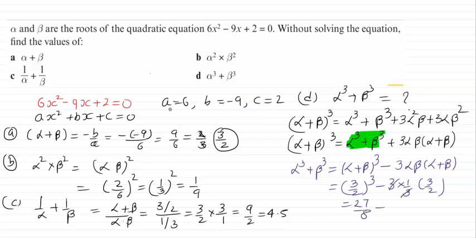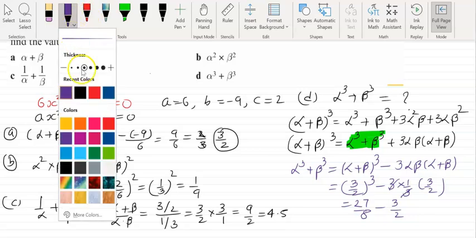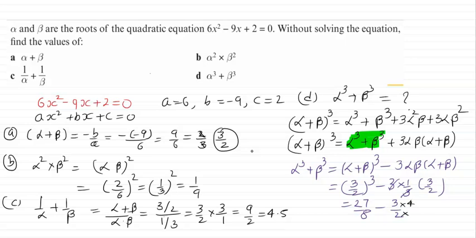This 3 and 3 will be cancelled and it is minus 3 over 2. 27 over 8 minus 3 over 2. Right? And you can make the common denominator by multiplying by 4. Okay? So when we multiply by 4 here, 4 here, 4 here, it should be 27 minus 12 divided by 8. 27 minus 12, that is 15. 15 divided by 8. Nice and easy.